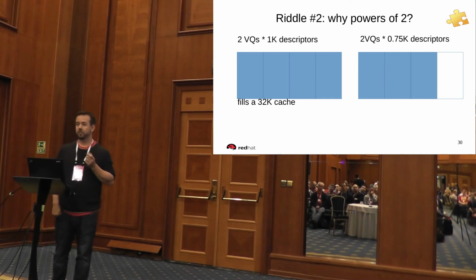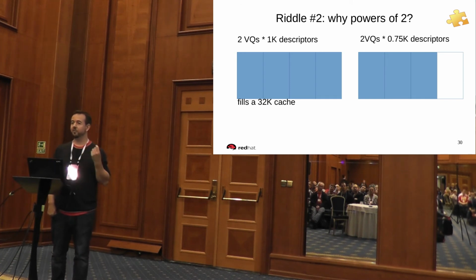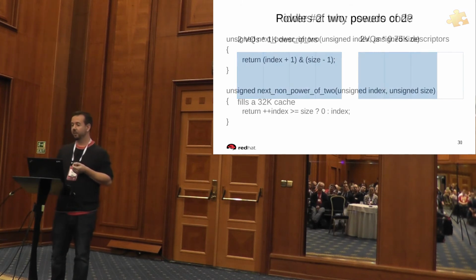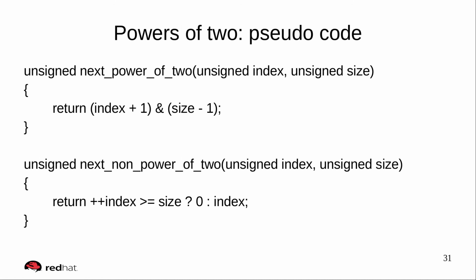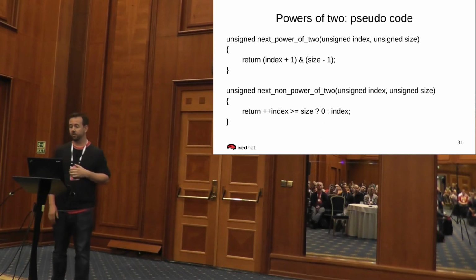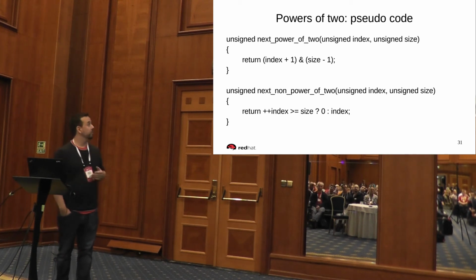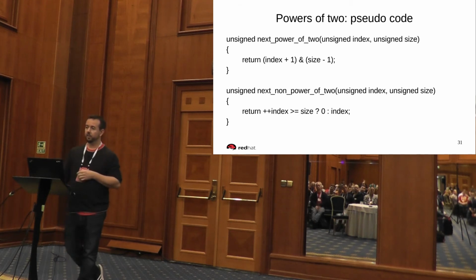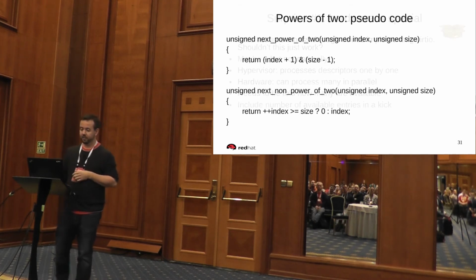Okay, but isn't power of 2 nicer to code? Doesn't it make our code more compact and more beautiful? Well, the difference is not this big. So this is an example of how to find the next valid descriptor with or without this assumption of power of 2 ring size. Yes, power of 2 is a little bit more concise, but only slightly. Good. Coming to the next slide.